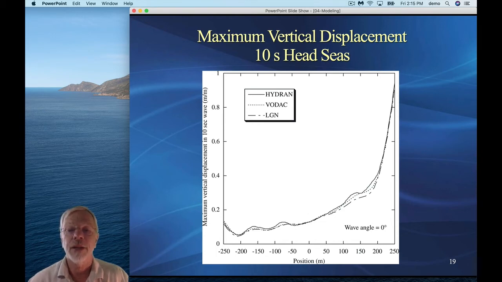The HydroSTAR, VODAC, and Green-Naghdi results are compared here, and we see that there is astonishingly good correlation between these three models, which use quite different fluid and structural models.